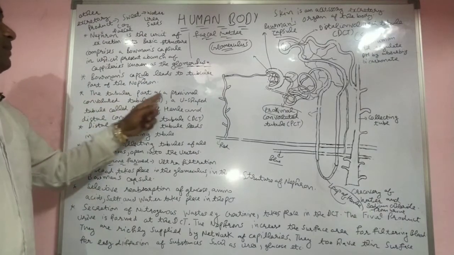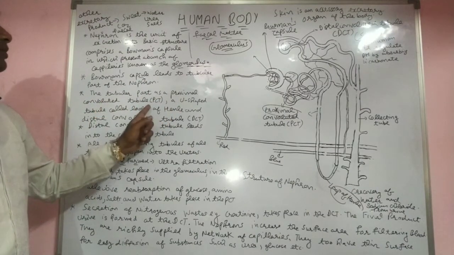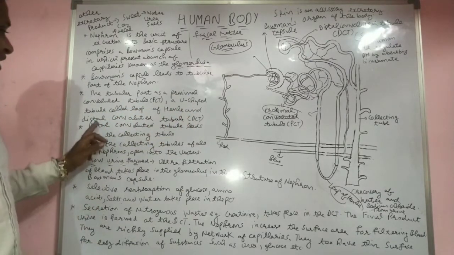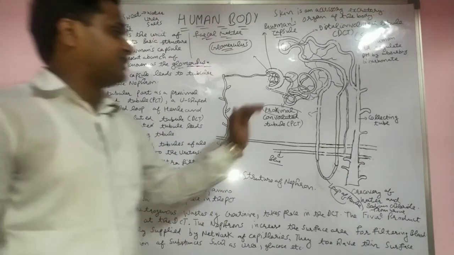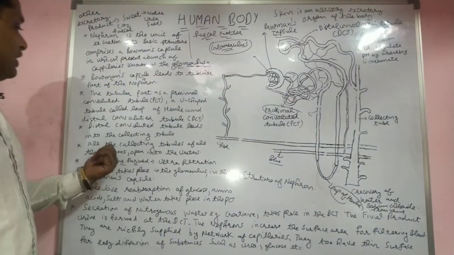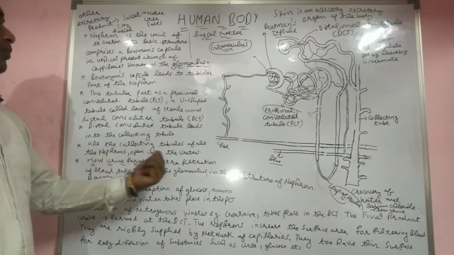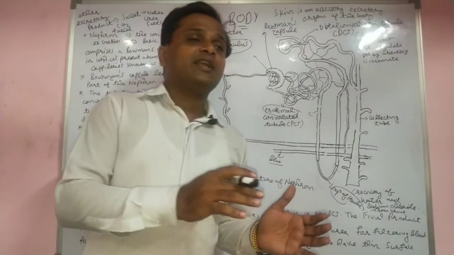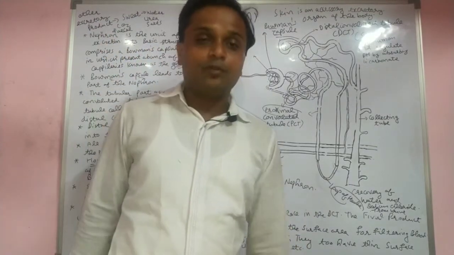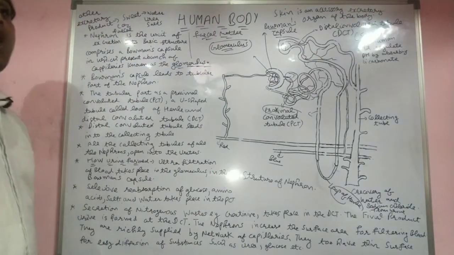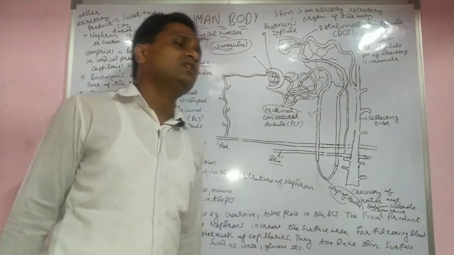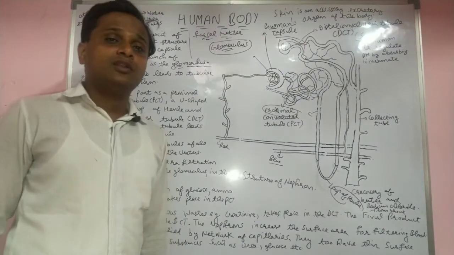The tubular part has three parts: the proximal convoluted tubule (PCT), the U-shaped tubule called the loop of Henle, and the distal convoluted tubule (DCT). All the collecting tubules of all nephrons open into the ureter, and the ureter takes the urine into the urinary bladder, and afterward the urethra removes the urine from our body. Extra water, extra salt, extra urea, and anything else that is extra in nature is removed in the form of urine.